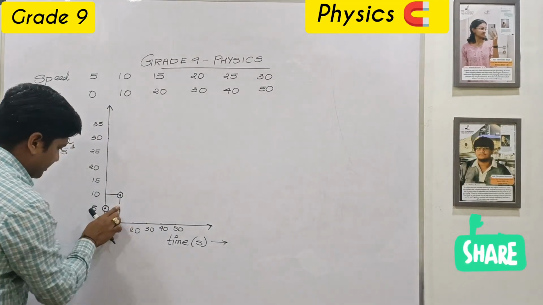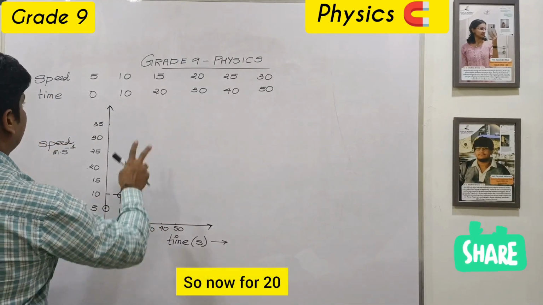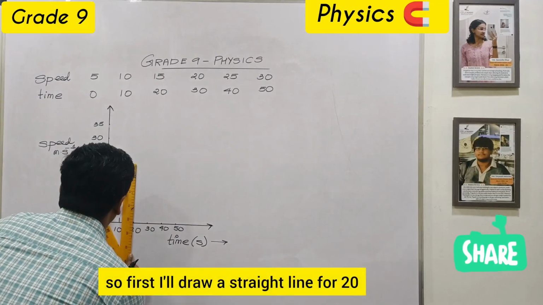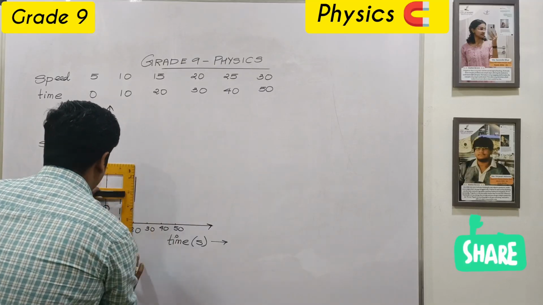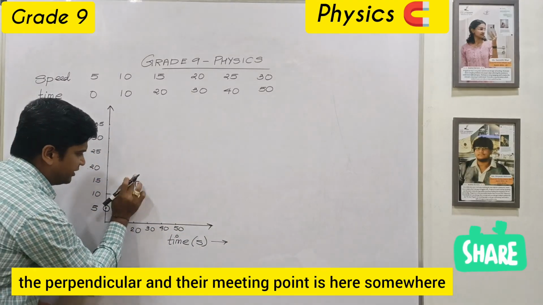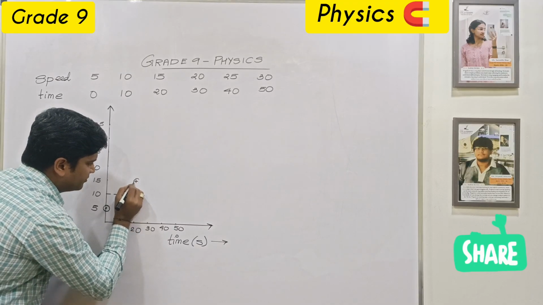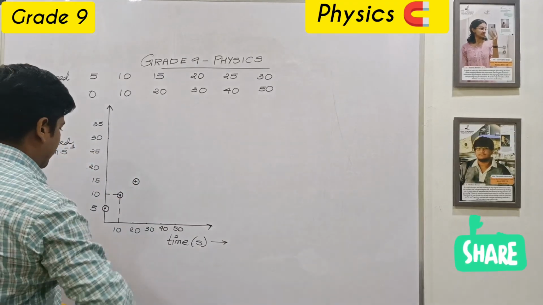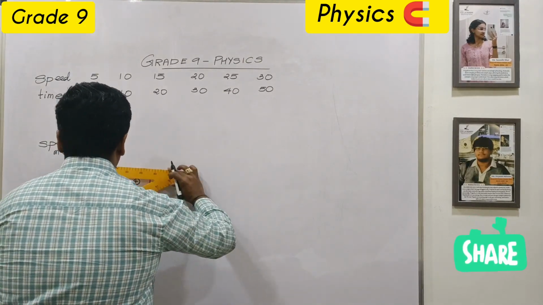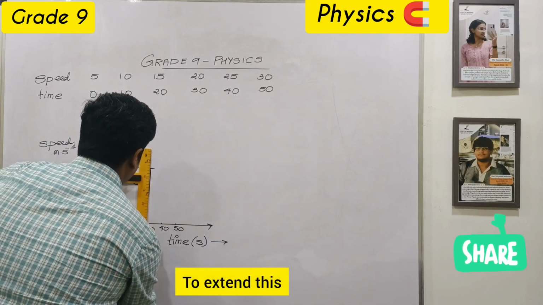Next, for 20, the speed is 15. I'll draw a straight line for 20, and then for 15 the perpendicular, and their meeting point is here somewhere. I'll encircle it. Okay, this is the point. Now for 30, it is 20. Again a straight line. The perpendicular is here somewhere, so I extend this to get the meeting point.